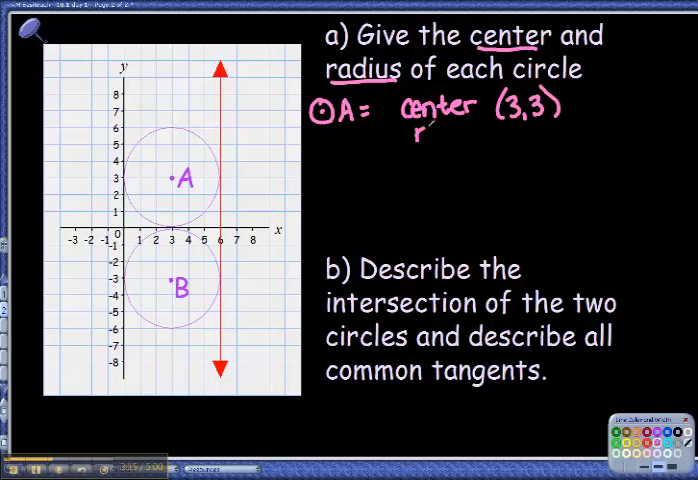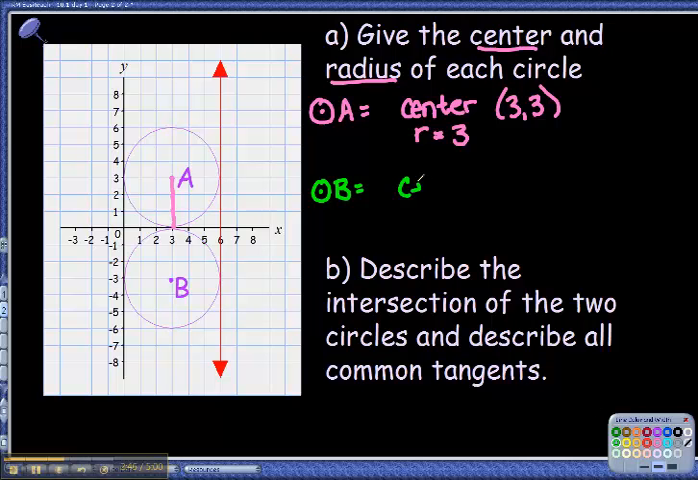Now the radius is not just a point. The radius will be the distance from that center to any point on the circle. It's usually easiest to take a look at either the horizontal or the vertical distances when you're counting these, because then we can just count units rather than having to figure out the distance formula and where those points exactly are. Notice that it's 1, 2, 3 spaces from the center to that point on the circle, so the radius here is 3.